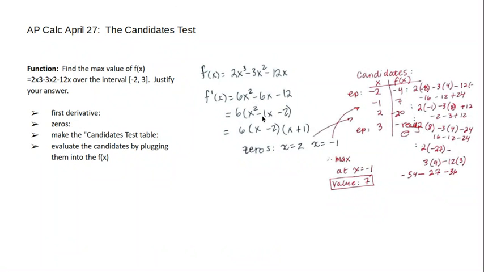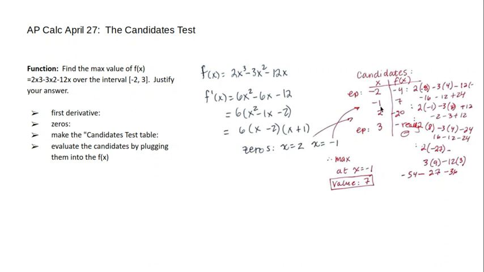I factored out a 6, and then I factored into x minus 2 and x plus 1, making candidates for having a maximum or minimum value at x equals 2 and x equals negative 1. Here's my candidates test. Notice that I've got my endpoints, negative 2 and 3, as well as my zeros. So remember that when you're using the candidates test, you want to take these candidates and plug them into the original function. So negative 2 gives me a negative 4.